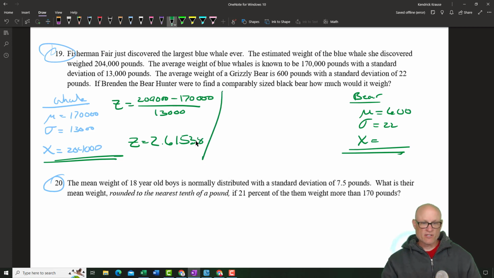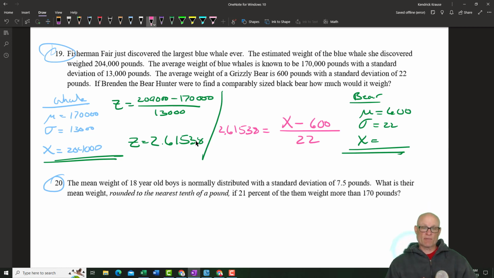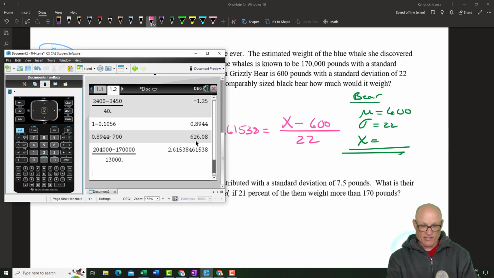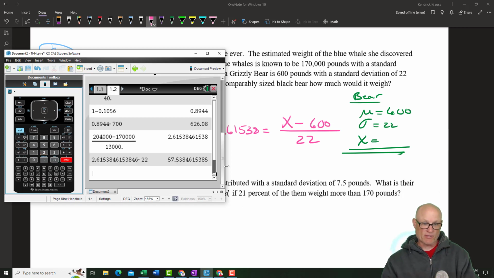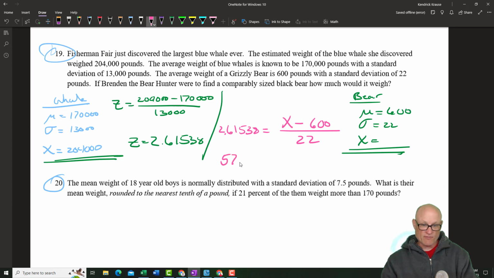All right, so that means that the bears have to have that same exact z-score. So I'm going to take 2.61538 and set that equal to, well, we don't know what x is, so x minus 600 divided by 22. I already have that z-score in my calculator, so I'll just hit times 22, so I don't make a mistake typing it in. And I get 57.538, which should be good enough, equals x minus 600.